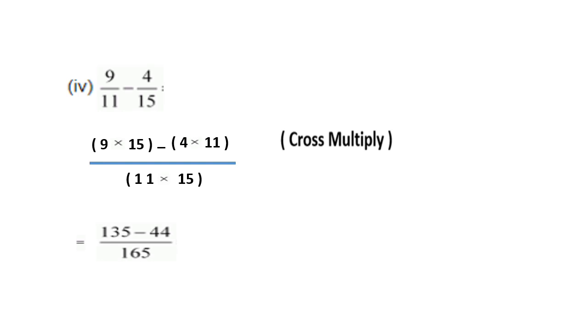So this is a different sign. For different signs, I will subtract the smaller number from the bigger one. So 135 minus 44 is 91. 91 by 165. So here also this is a proper fraction because the denominator is greater than the numerator. So this is your answer.